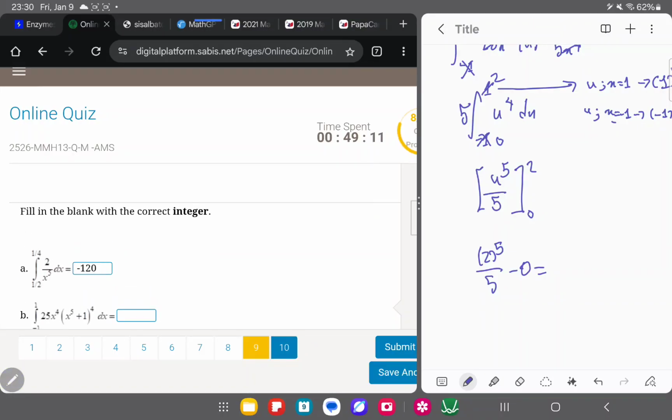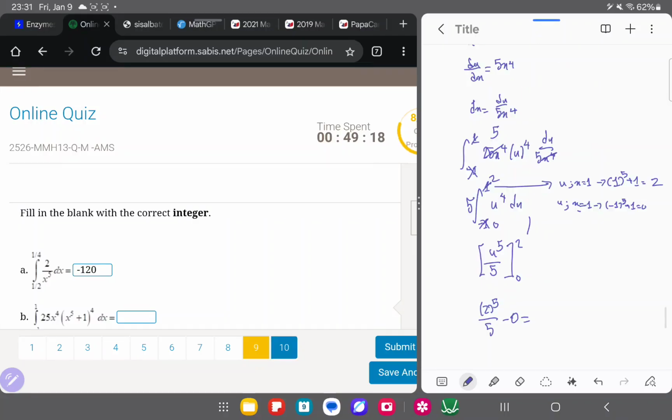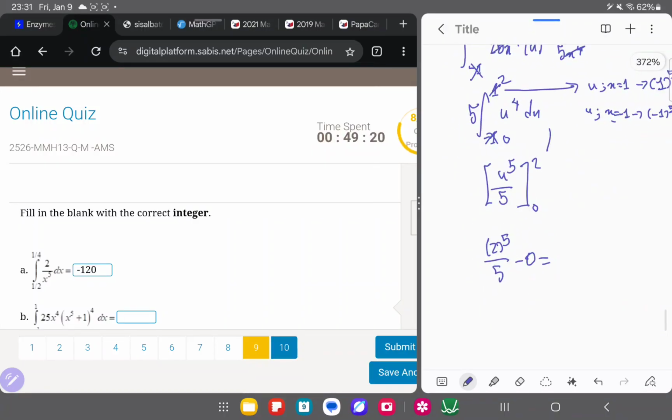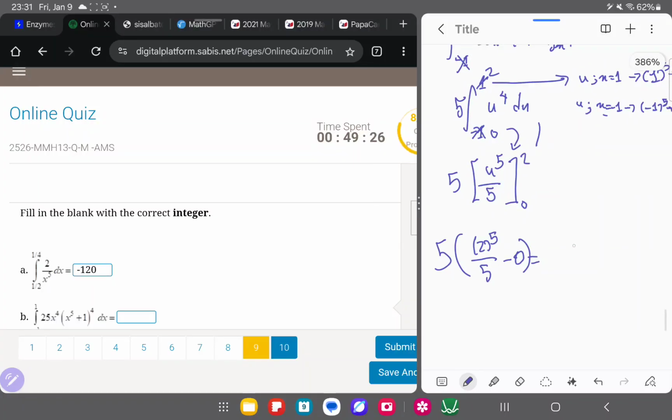Or wait, that's not an integer. Give me a second. Oh, wait, never mind. We're only doing the inside at the moment. We still have to multiply by 5 at the end. So over here is 5. And then you get 32 over 5 multiplied by 5. You cancel the 5s, and you get 32 over here.